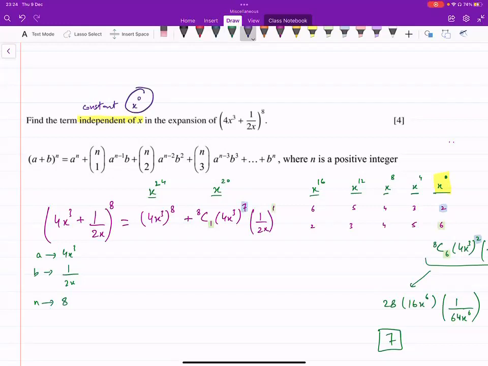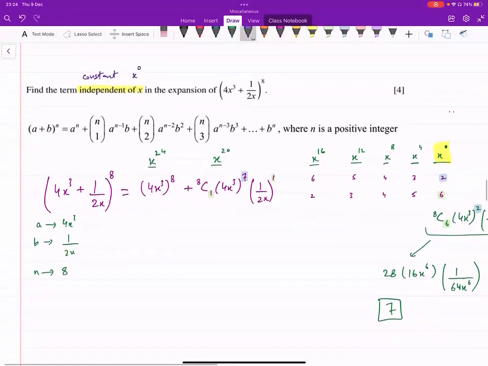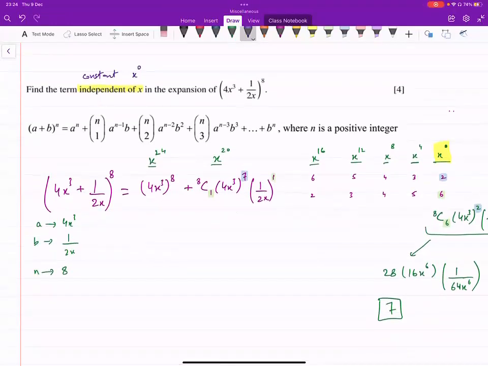तो x जहाँ पे नहीं है this term के अंदर. We're looking for the power of x. We're looking for the term that has x power 0. Okay. So again, using the method that we just discussed, we use our normal binomial expansion formula. 4x cubed plus 1 over 2x whole raised to the power 8. This is the expansion that we have to do. We use the formula.